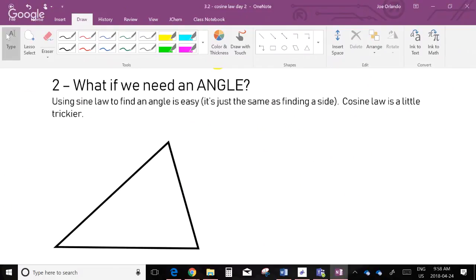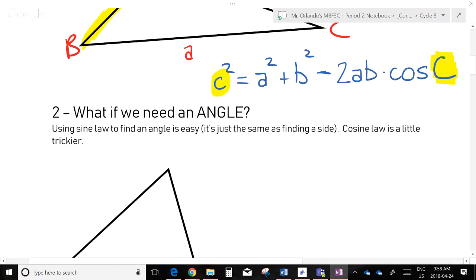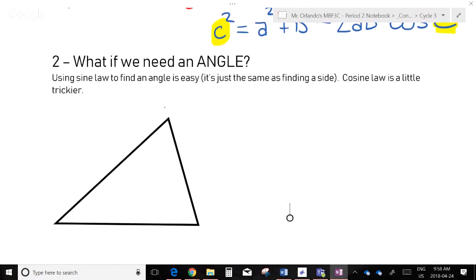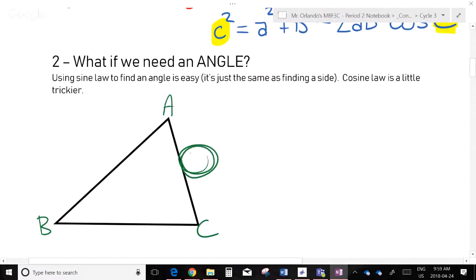Okay, so let me think. I want to do a little bit of algebra, and you will never have to recreate this. But let's imagine that we have A, B, and C again. What would we call this side? That would be B. Very good. What would we call this side over here?